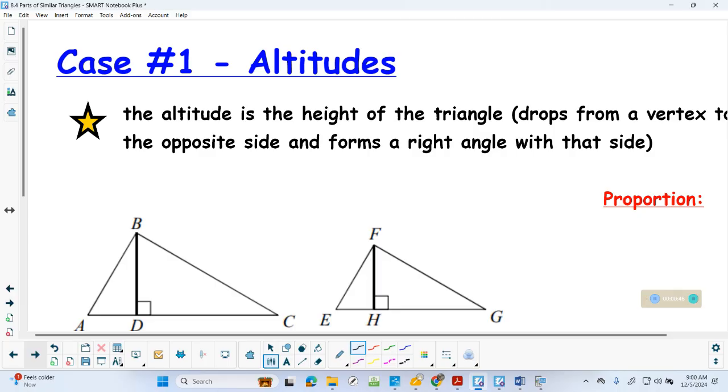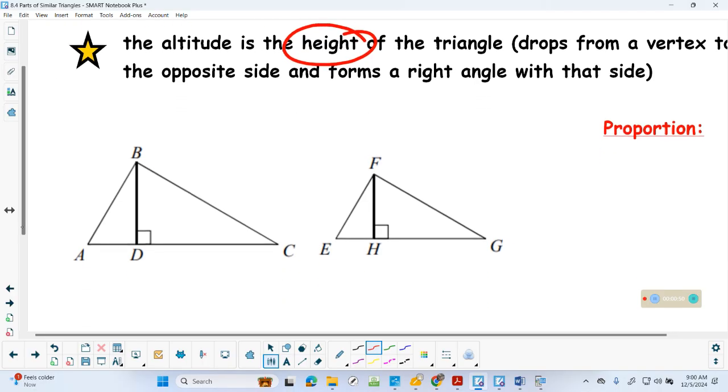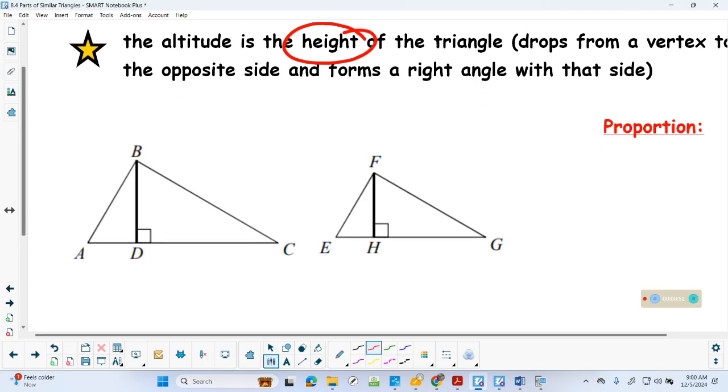Altitude, just so you know what it is, is the height of the triangle. Altitude and height are synonymous. So the altitude always makes a right angle. This is an altitude, this is an altitude. So when you go to do your proportion, this is what you have to fill in on the side. You're going to start with the altitudes. So I'm going to do BD over FH. You have to fill this in over there on the side of your notes.